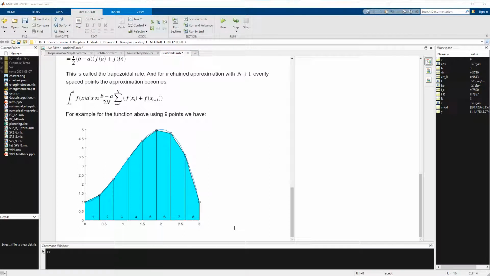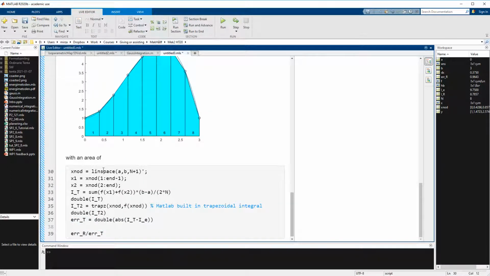Okay, now we can define this programmatically. So we will create our points here. We'll have a linspace from a to b with n+1 points, and our first and last points are going to be this. So we're going from 1 to n-1. Those are our starting points, and our end points are of course going from 2 to the end.